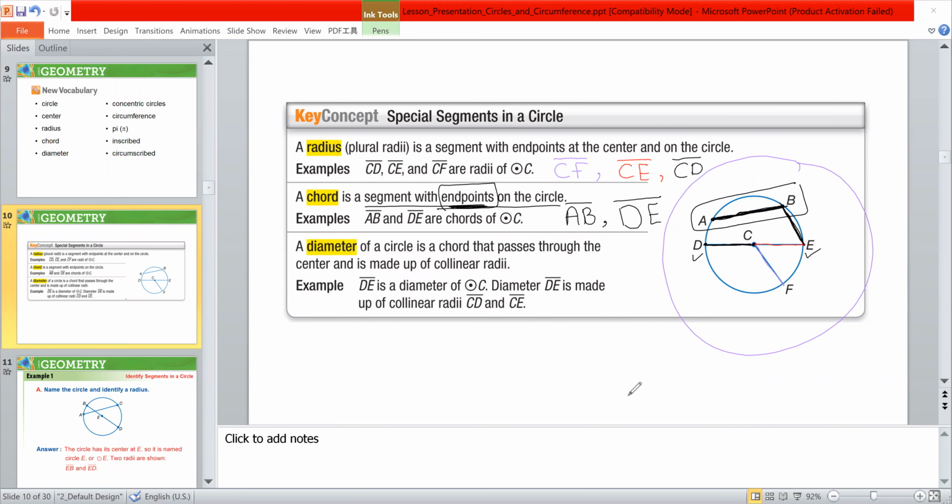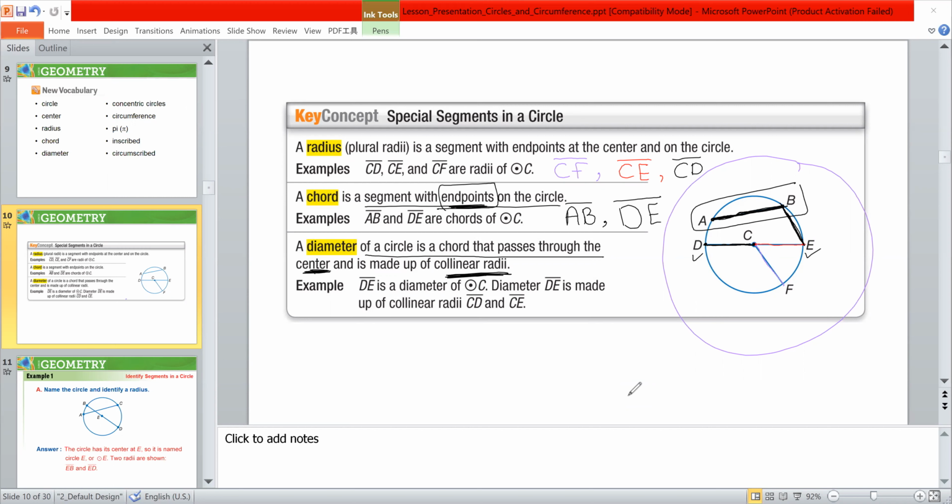So we need here to define the diameter. The diameter of the circle is a chord that passes through the center. It means it's a chord. So can any chord be a diameter? No. We have a condition for the chord to be a diameter. It must pass through the center. Or it is represented by two collinear radii. It means a radius and a radius together make a diameter.